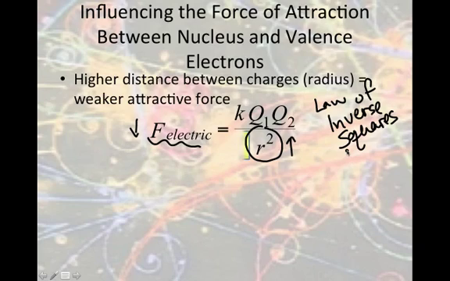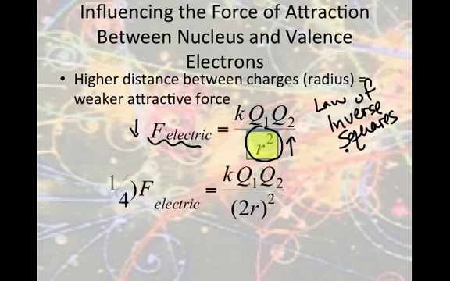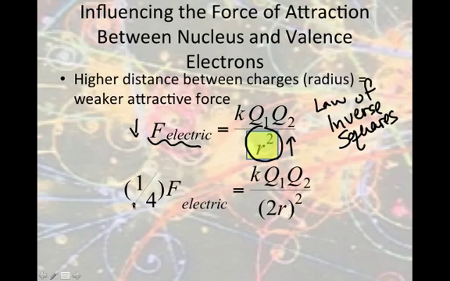Let me show you what I mean by this. Suppose that we double the radius. Then what would happen to the force? It's going to decrease, but it doesn't decrease by 1/2. It decreases by 1/4 because we square the radius. See, it's the law of inverse squares. So as the radius doubles, the force is cut by 1/4. It's 25% of what it was before.